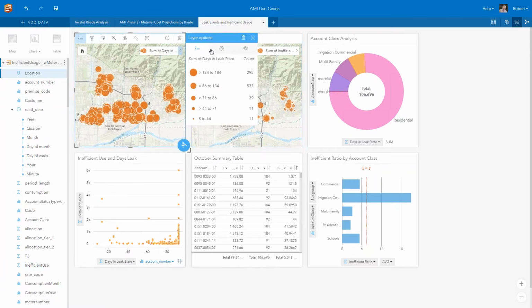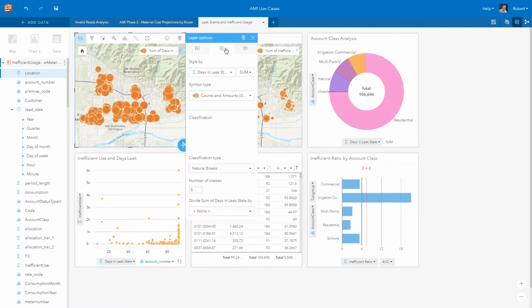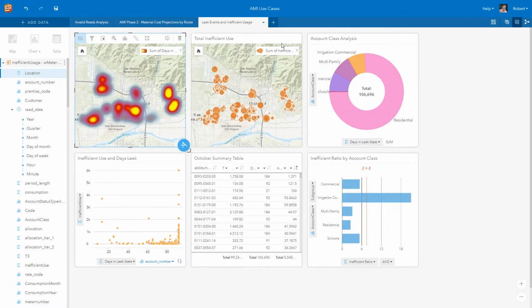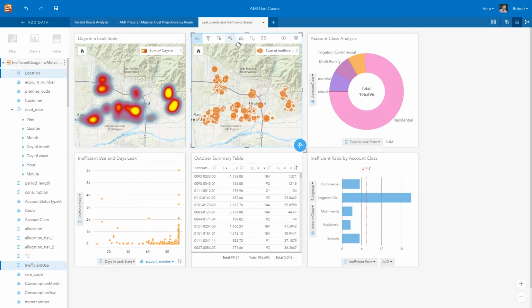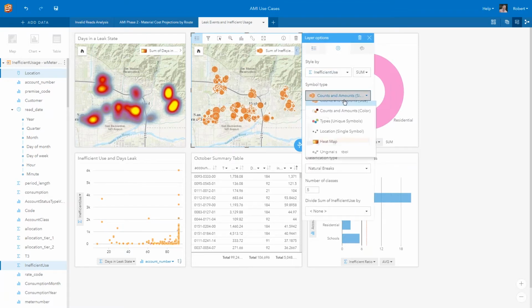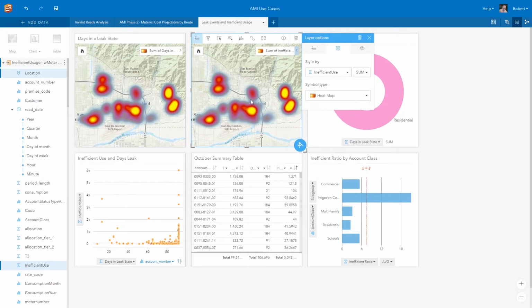Now this is the interesting part. If I change the visualization here, I want to establish the relationship between leaks and inefficient usage. How strong is that relationship? One way to do this is if I change it to a heat map, we're going to notice something interesting here. Just by changing the visualization to a heat map, we can see the relationship's pretty strong. These heat maps look nearly identical to each other.